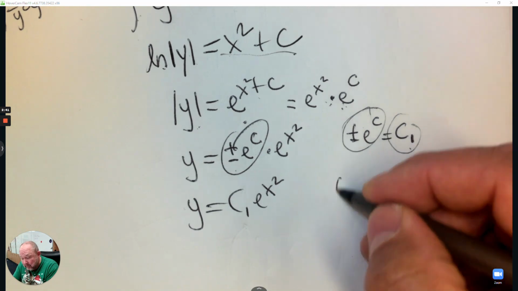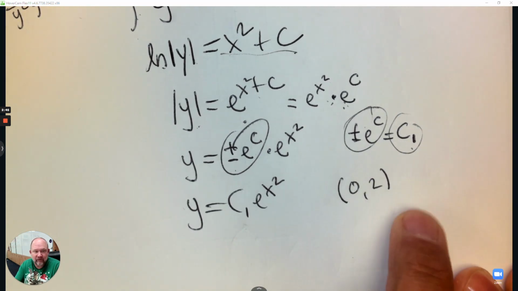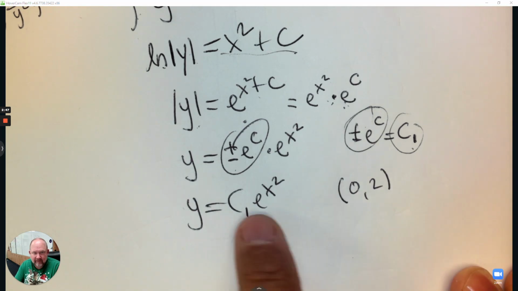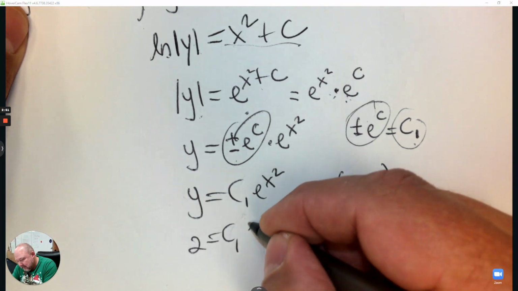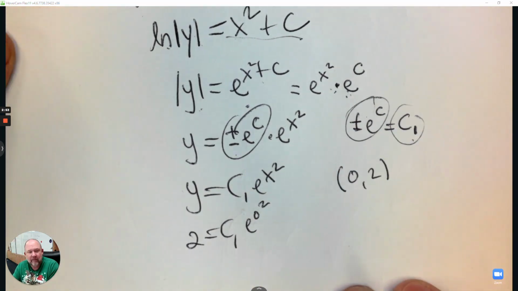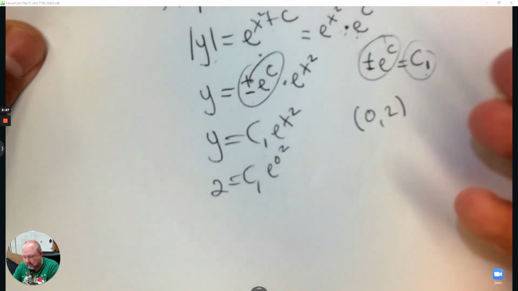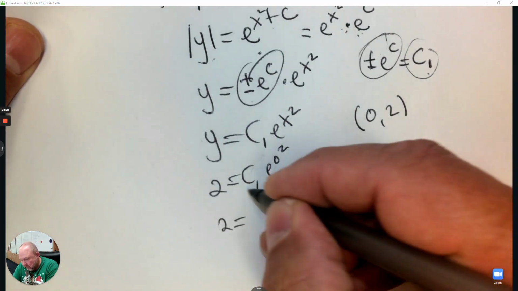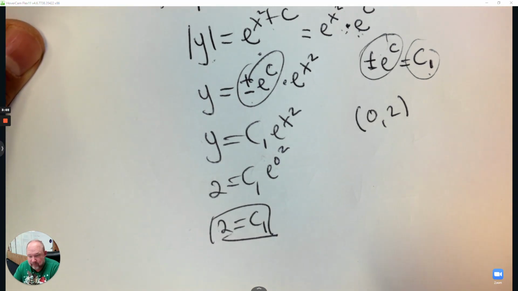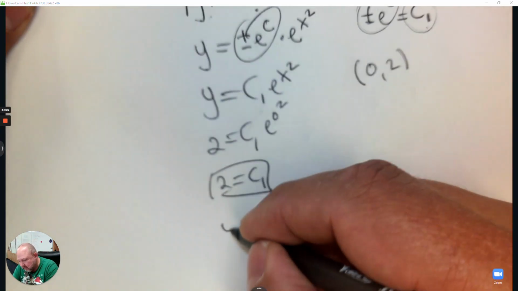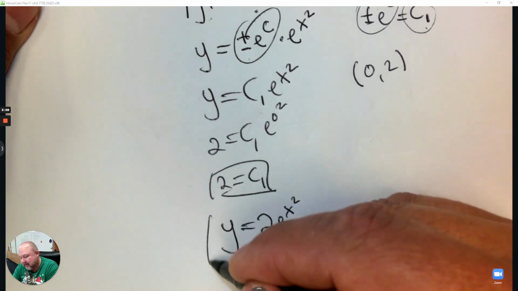If you're given a point, so let's say you're given the point (0, 2), if it goes through a point, you would plug that point in. So y is 2, x is 0, and then you would solve it. 0 squared is 0, e to the 0 is 1. So 1 times that constant means that the constant is equal to 2. And then that would mean our equation is y equals 2 times e to the x squared.